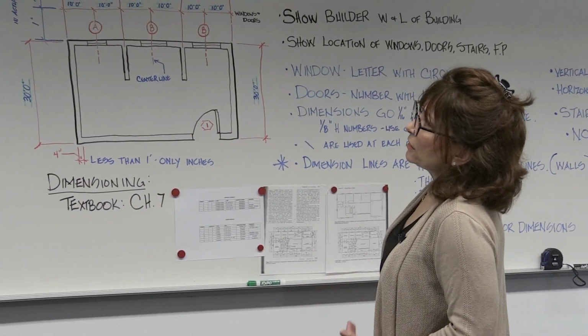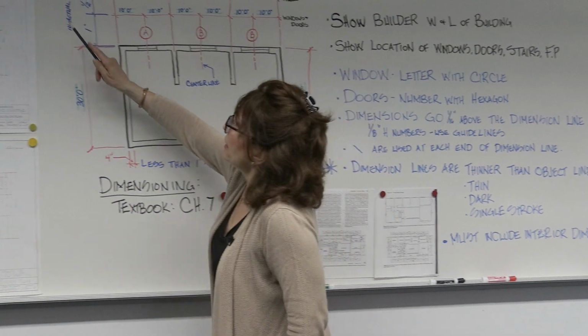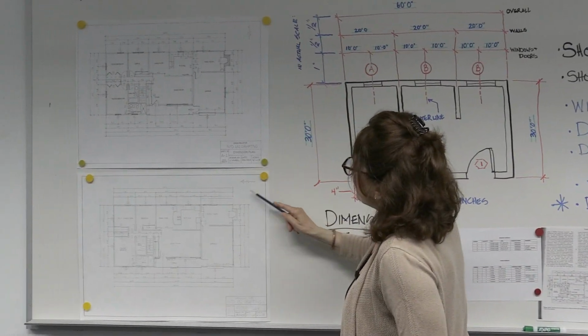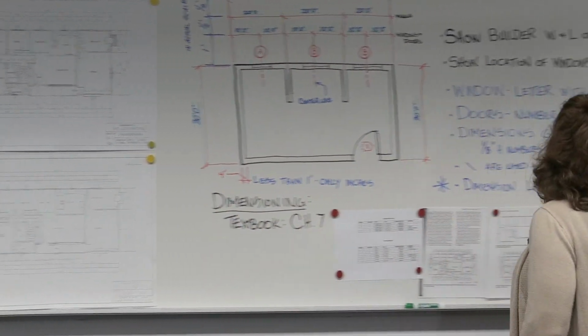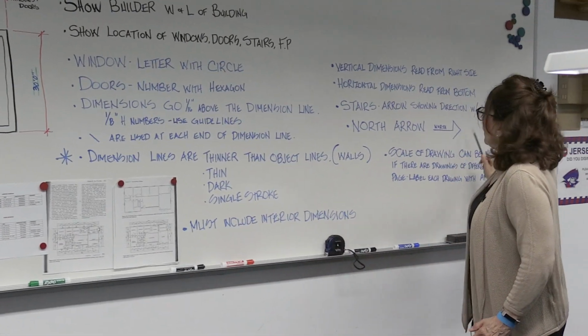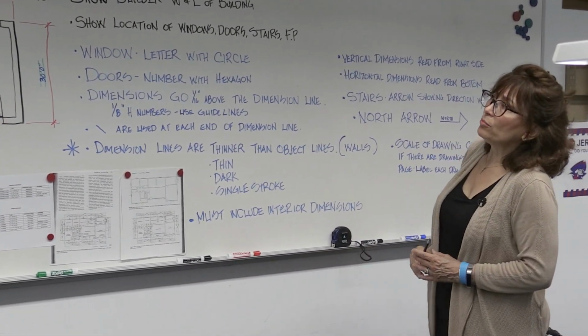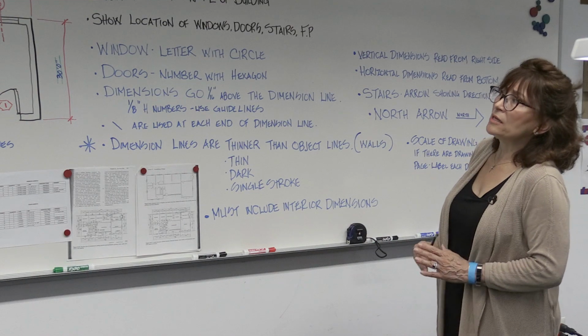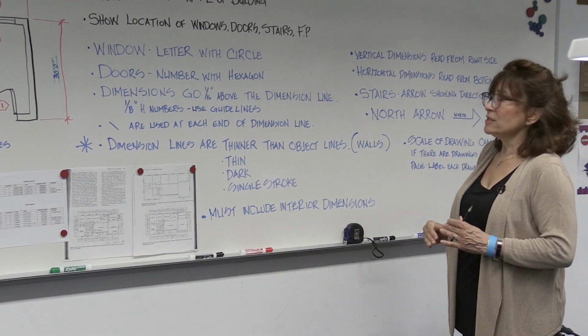Another thing you're going to include on your dimension plan is a north arrow. And there are several ways that you can draw the north arrow. But the north arrow is very important to include on your plans so you know which way the house is facing.